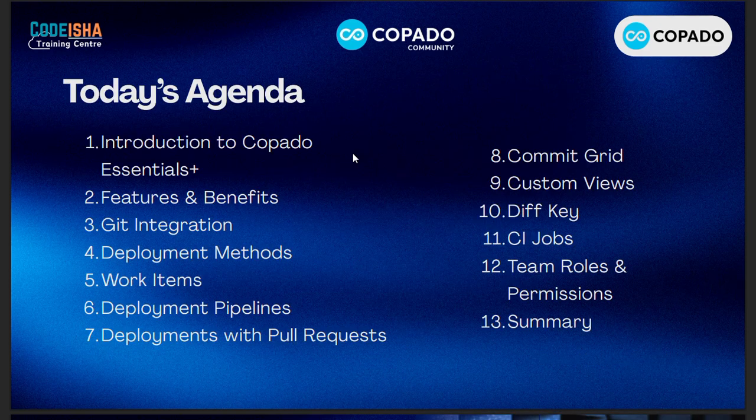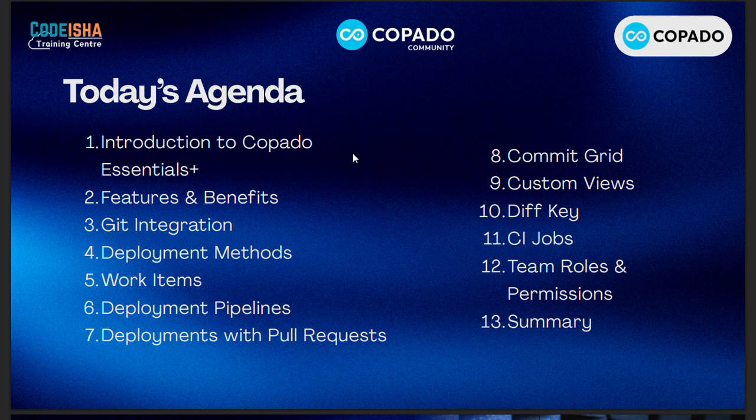Coming to our agenda: an introduction to Copado Essentials, the Copado features and benefits, how we can get the integrations, the deployment methods, work items and deployment pipelines, deployments with pull requests, the commit grid and custom views, the diff keys, and continuous integration jobs, and finally teams, roles and permissions, and the last one is the summary. Okay, so let's get into the slides.